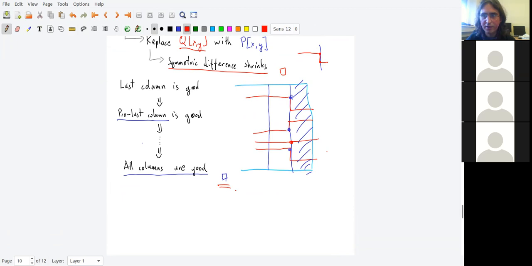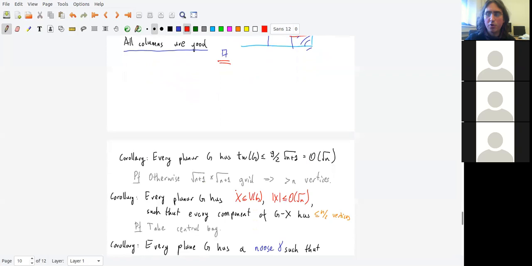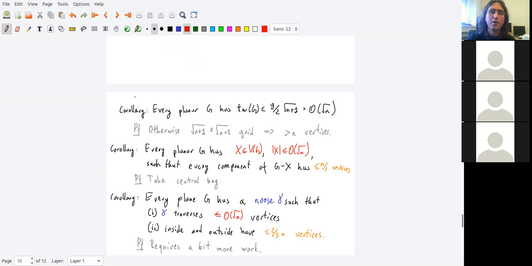Good. So let's derive a few corollaries that are important for the understanding of planar graphs. The first corollary is that planar graphs have small treewidth. I claim that the treewidth of a planar graph is bounded by order of square root n. And the proof is really simple. Because if the treewidth was larger than 9/2 times square root of n plus 1, then I would get a (square root of n plus 1) times (square root of n plus 1) grid as a minor. And if I have such a large grid, then I actually have more than n vertices in my graph, so the graph would have more vertices than it has, a contradiction.